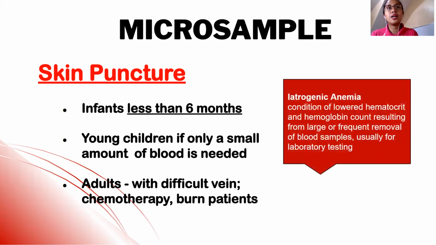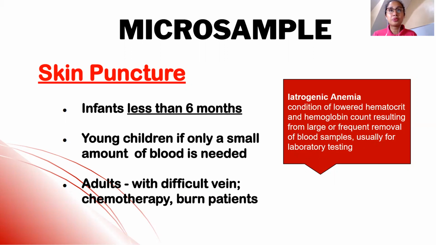So class, microsampling or skin puncture is good for infants. Because as much as possible, we don't do that. We don't want to get so much volume of blood from them because we might cause iatrogenic anemia. So iatrogenic anemia happens. These are complications or adverse results of frequent removal of blood samples.